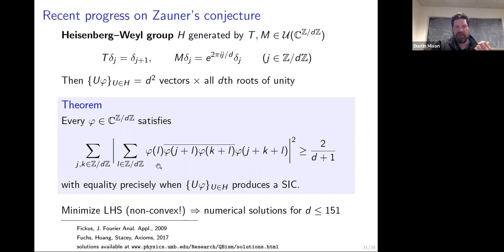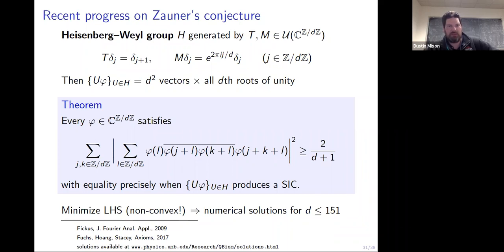If your seed vector is called phi, it turns out that you're going to be an ETF after spinning up with the Schrödinger representation precisely when you minimize this potential. This is a function of phi. It's known that this is greater than or equal to this particular number, and you achieve equality precisely when you spin up a SIC. People have numerically optimized this potential, and it's highly non-convex, so lots of local minimizers. But regardless, the community has found numerical solutions for d all the way up through 151. So everyone believes that Zauner's conjecture is true.